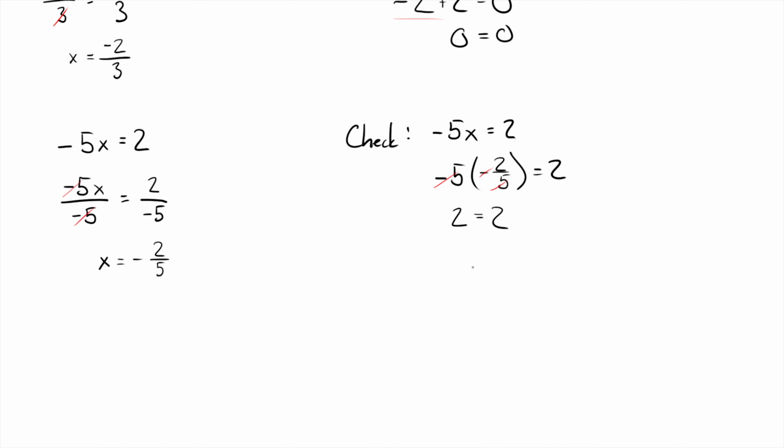Again, if you forgot how to do this, you can do it the long way and do negative 5 times negative 2 over 5. So negative times a negative is a positive. 5 times 2 is 10, divided by 5 equals 2. 10 divided by 5 is 2. 2 equals 2. Okay? So in both cases, it works. And it works really well. Let's go over our last example now.